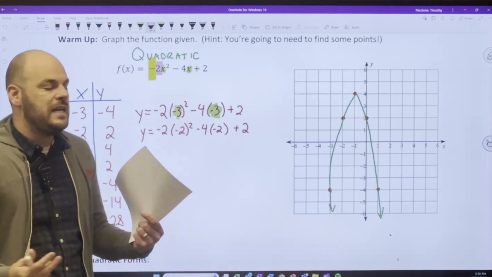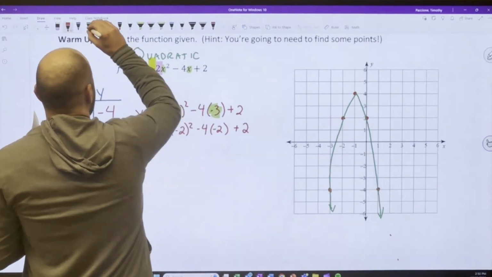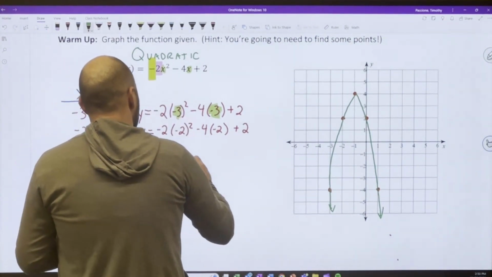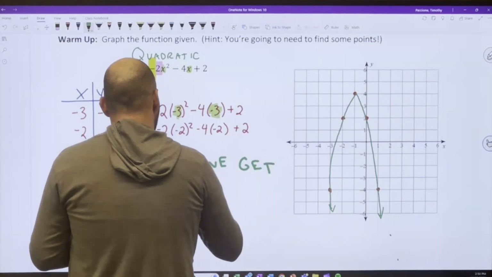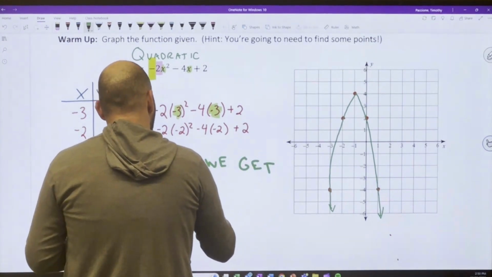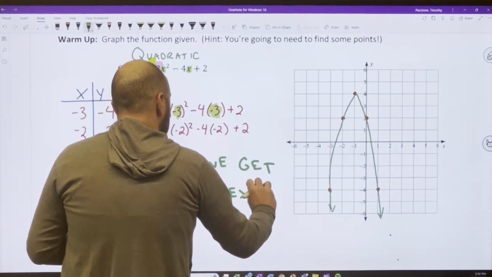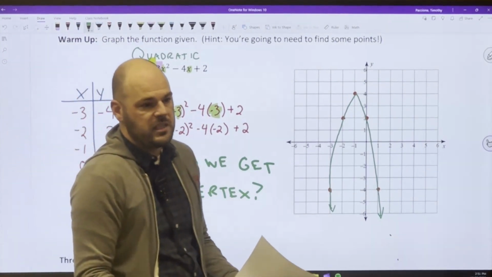So the question we need to answer today is, how do we get the vertex? Right? Because if we can get the vertex, and we know our stretch and we know our flip, we can do the same thing we've been doing, which is using the pattern to get the rest of our points.